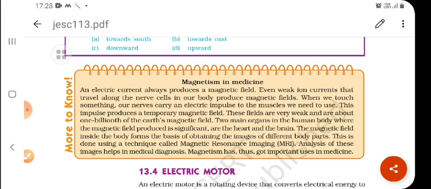When we touch something, our nerves carry an electric impulse to the muscles we need to use. This impulse produces a temporary magnetic field. These fields are very weak, about 1/1000th of the Earth's magnetic field. Two main organs in the human body where the magnetic field is significant are the heart and the brain. The magnetic field inside the body forms the basis of obtaining images of different body parts. This is done using a technique called magnetic resonance imaging, MRI. Analysis of these images helps in medical diagnosis. Magnetism has thus got important use in medicine.